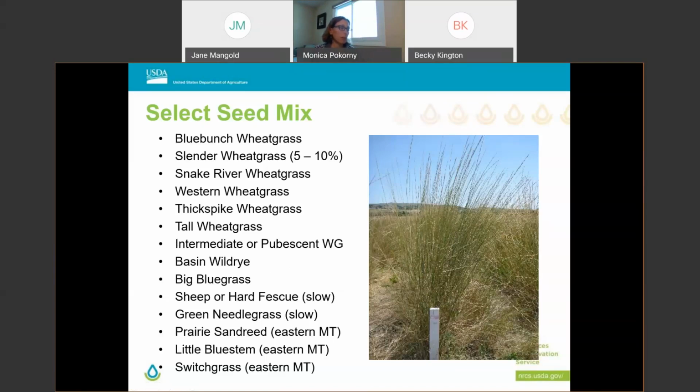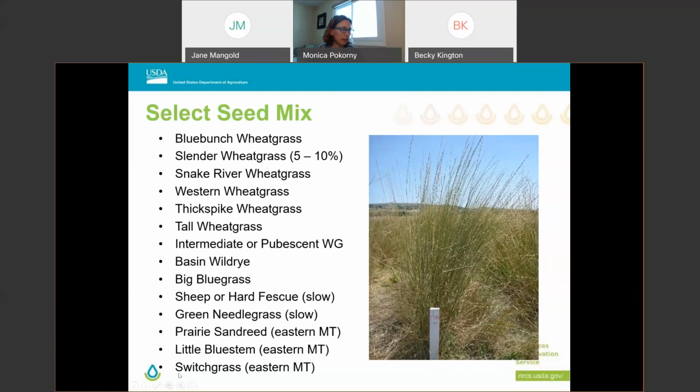I wanted to include on this list also sheep fescue and hard fescue. They're introduced grasses, they're slow to establish, but I just want to emphasize that they're incredibly competitive species, especially against weeds and annual weeds. They can be used in different mixes, but also use caution that they could form a monoculture. So you want to make sure you have good diversity in your seed mix.